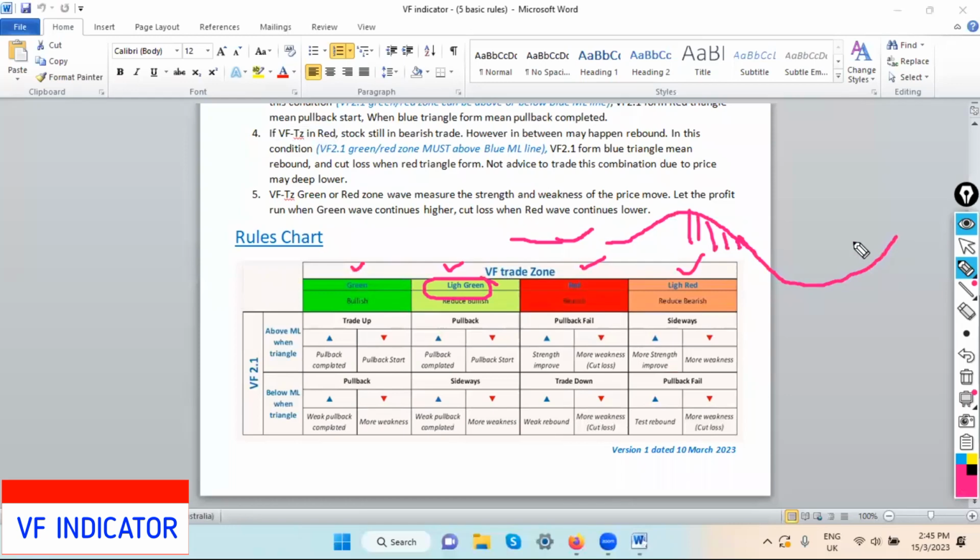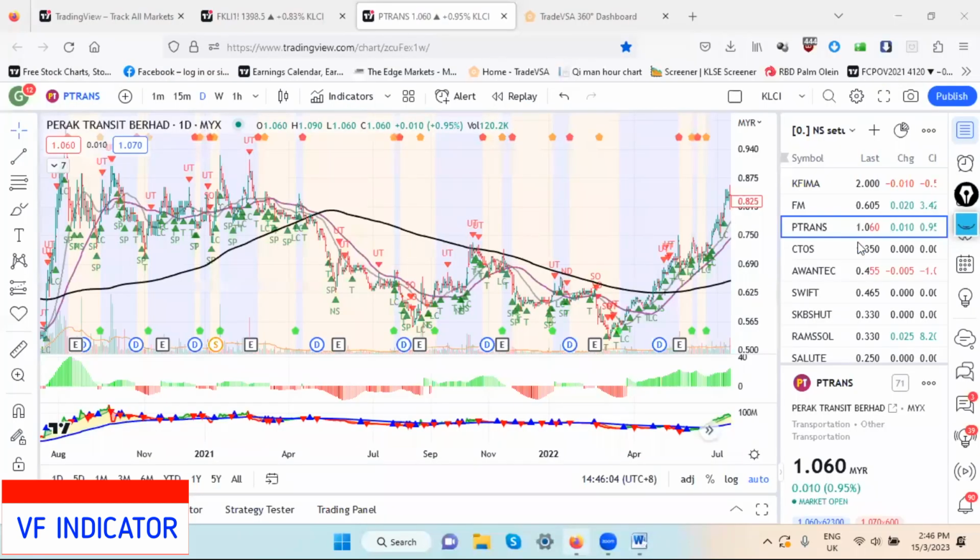The same applies when you have a wave like this in red color. When the red color is getting lighter, that means the strength is slowly coming in, and it will become a light red. So this is actually a very useful wave analysis. I will show you with another chart.